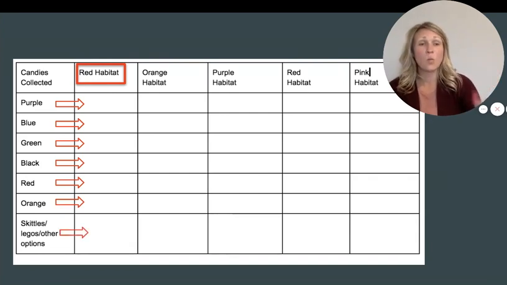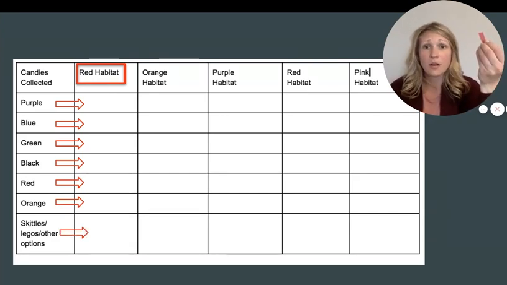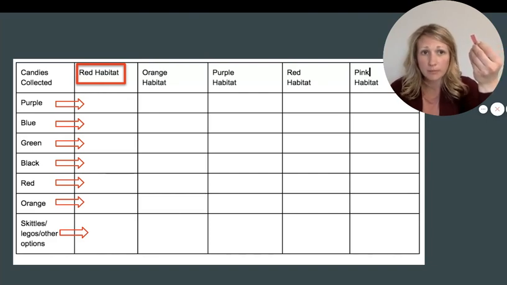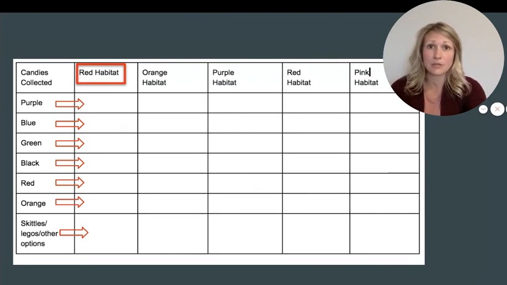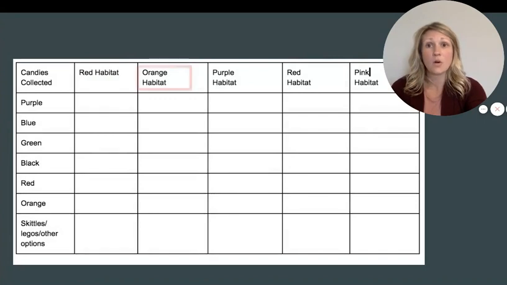And then I had 1 red Skittle or other piece of construction paper that didn't have an M on it. So I would write that number there. So right now, I only picked up 1 red Skittle. So now we're going to try it again with a different habitat. This time we would try it with the orange habitat.